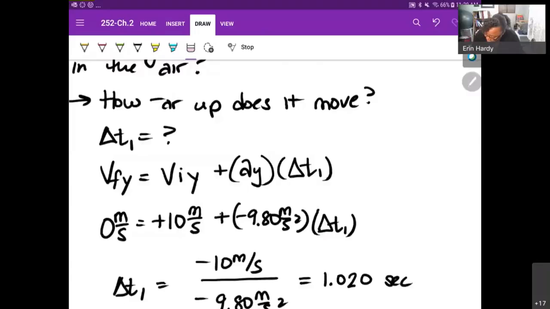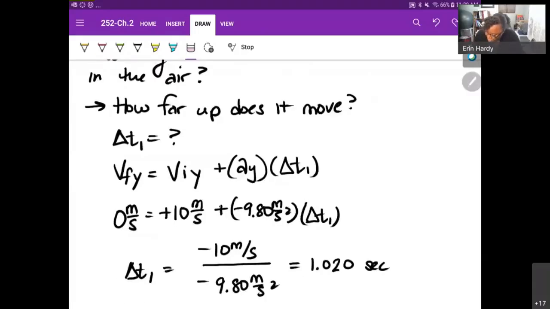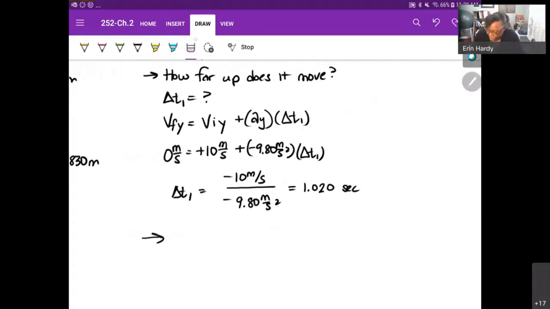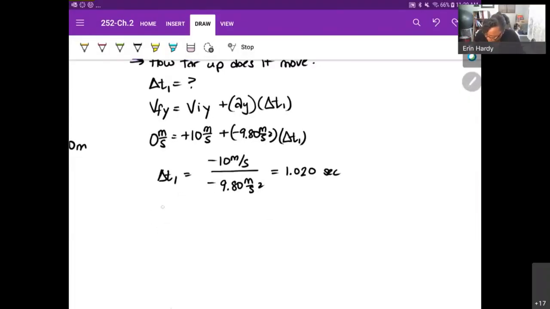So actually, you know what? I'll just make this a 2-part question. So how far up does it move? First, we're going to figure out how long it moves. Then we're going to figure out how far it moves.